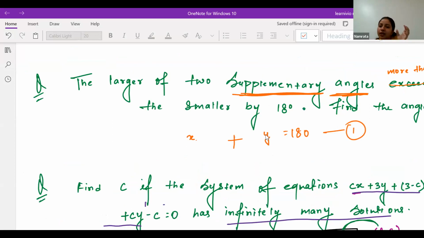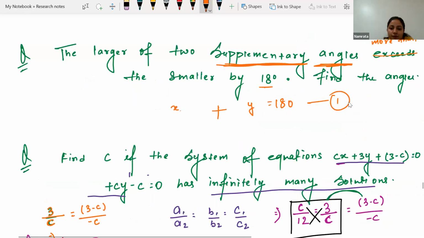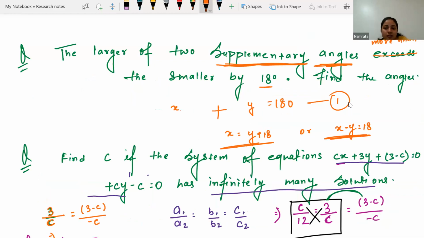And the other equation, when we are taking x is larger than y by 18 degrees, that equation will give us x is equal to y plus 18, or maybe x minus y is equal to 18. Whatever you have written, if you have written this one, perfect. So this is the second equation we are getting, and then we just have to solve these two equations.